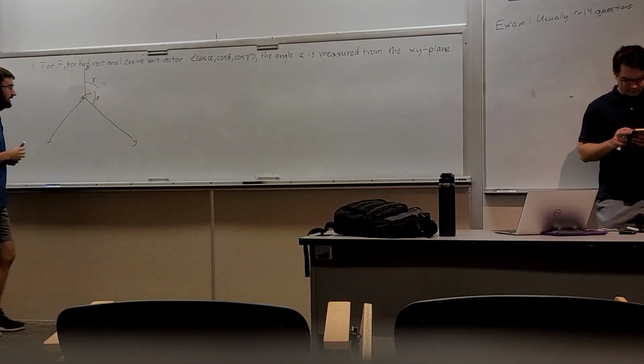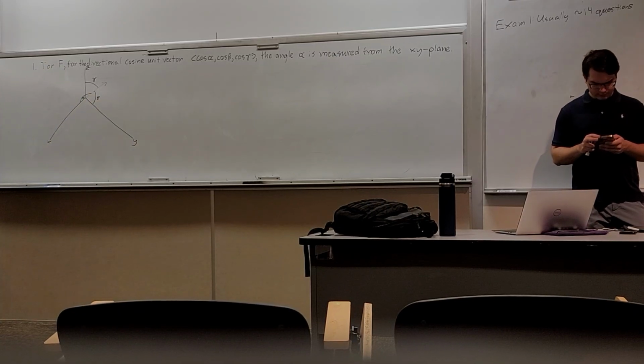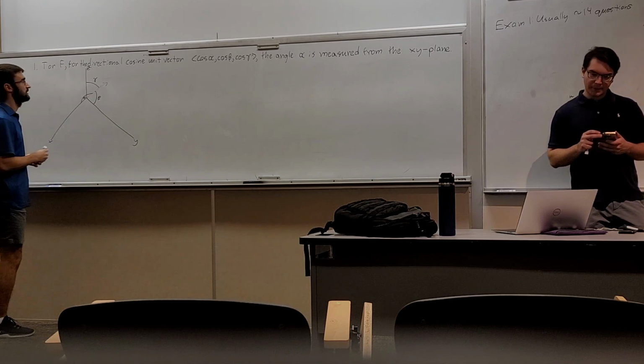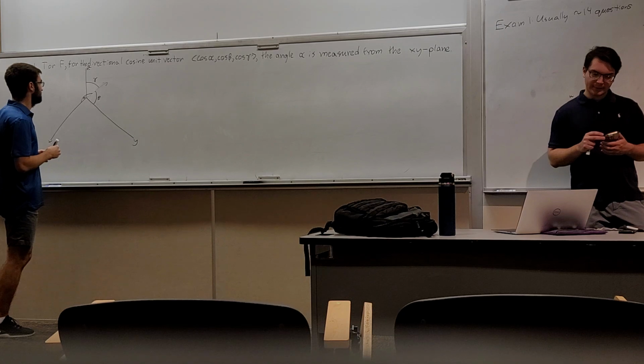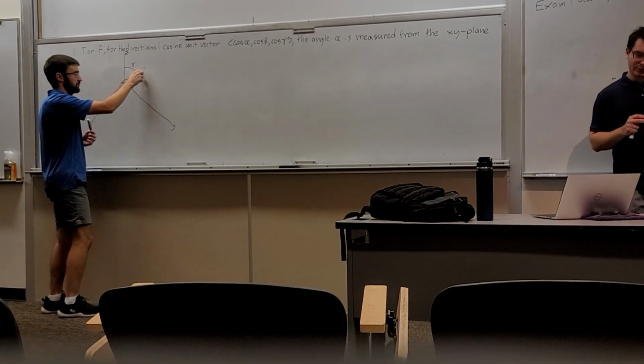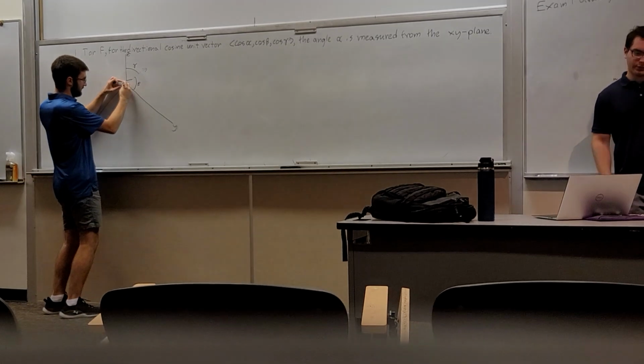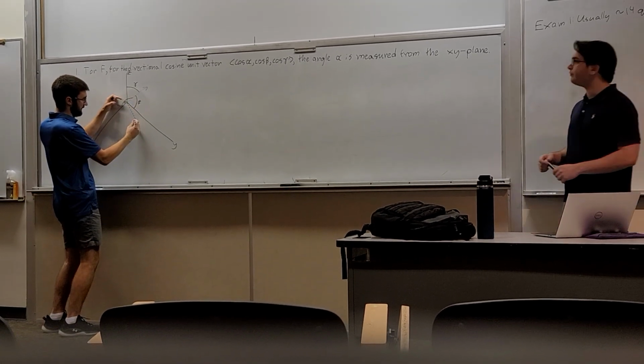Vector makes with the xy plane? False. And why is it false? Because it's measured from the positive x-axis. So if instead it was measured from the xy plane, what you'd have to do is take the projection of this vector onto the xy plane, or sort of the shadow that it makes on the xy plane.